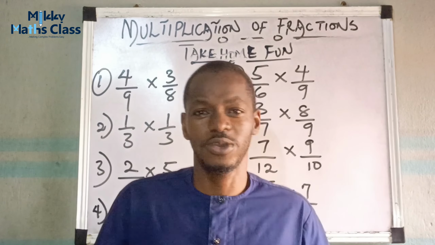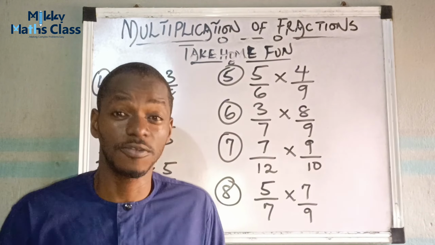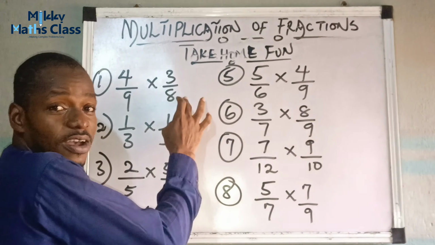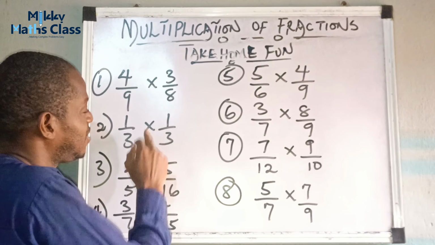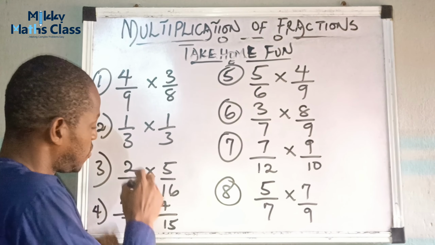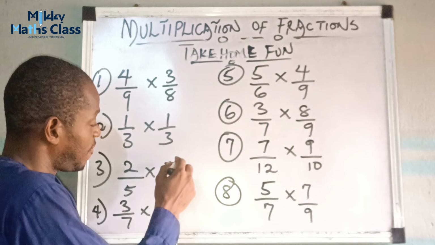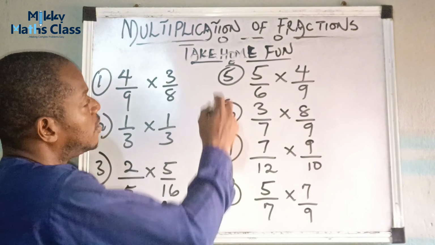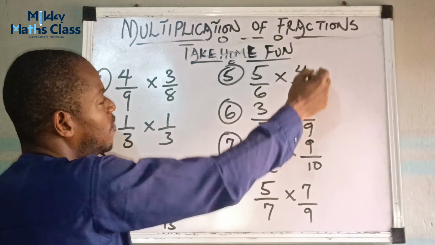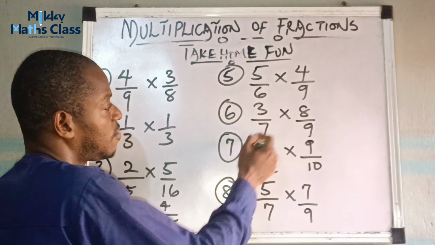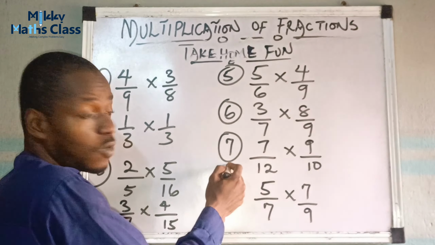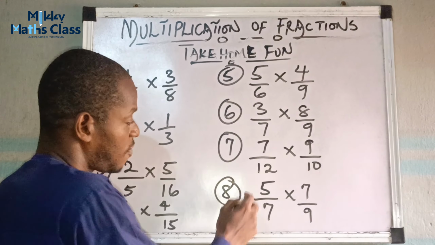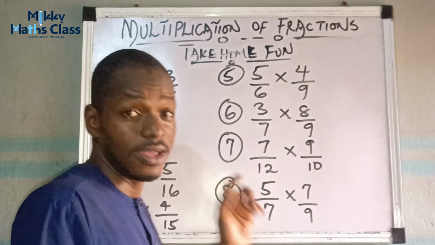Okay, so before we go, just like in our usual start, here are some take-home questions. The first one says 4 over 9 times 3 over 8. Second one says 1 over 3 times 1 over 3. The third one says 2 over 5 times 5 over 16. The fourth one says 3 over 7 times 4 over 15. The fifth one says 5 over 6 times 4 over 9. The sixth one says 3 over 7 times 8 over 9. The seventh one says 7 over 12 times 9 over 10. And the last one says 5 over 7 times 7 over 9.